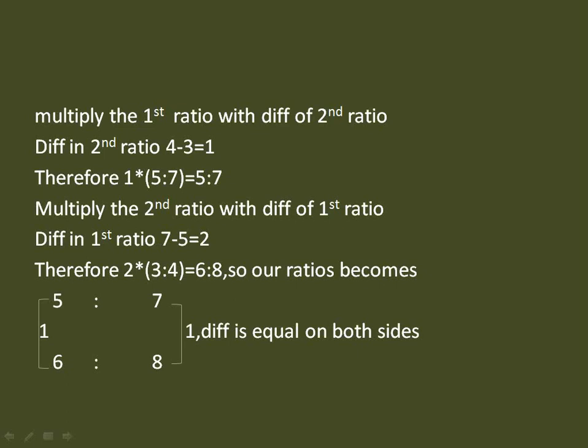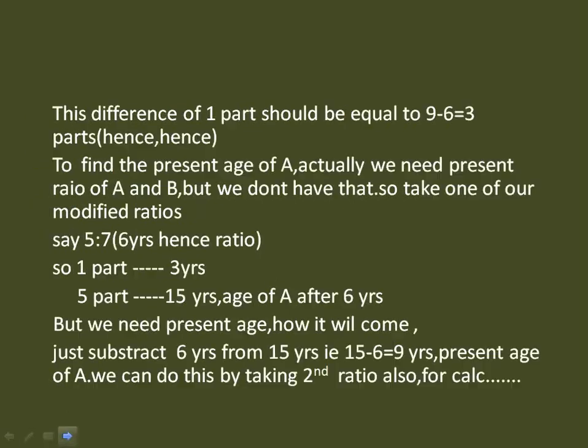So this one part equals how many years? Hence and hence is there in the problem, so we have to take the difference of years. 9 minus 6, that is 3 years. So one part equals 3 years.